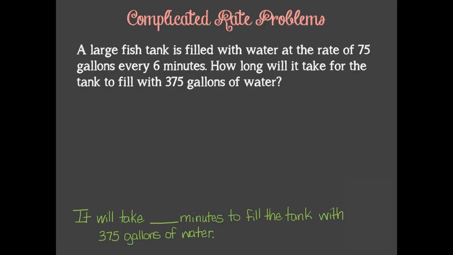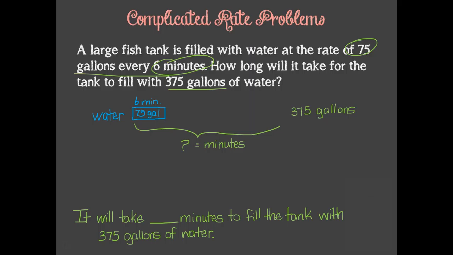When rereading the problem, we identify the important information we need to solve the problem. So we're told that the tank fills at the rate of 75 gallons every 6 minutes. We can show that like this. Now we need to find out how many of these units will get us to 375 gallons. So we can bracket the units and put our question mark to indicate that we need to find out how many minutes total from the combined units that get us to 375 gallons.